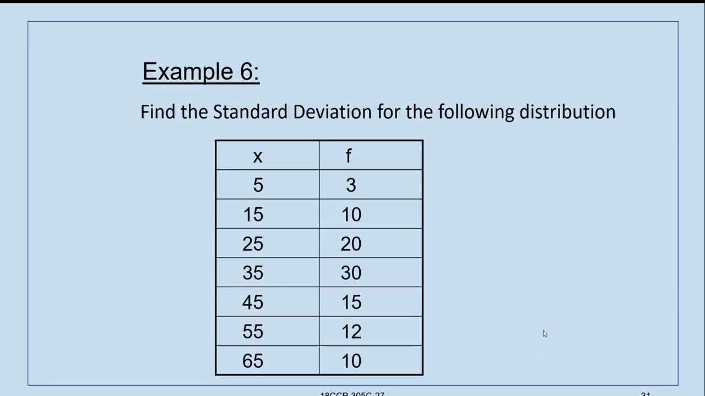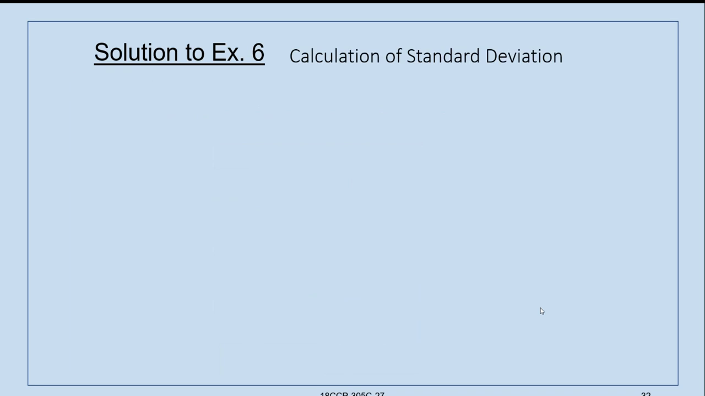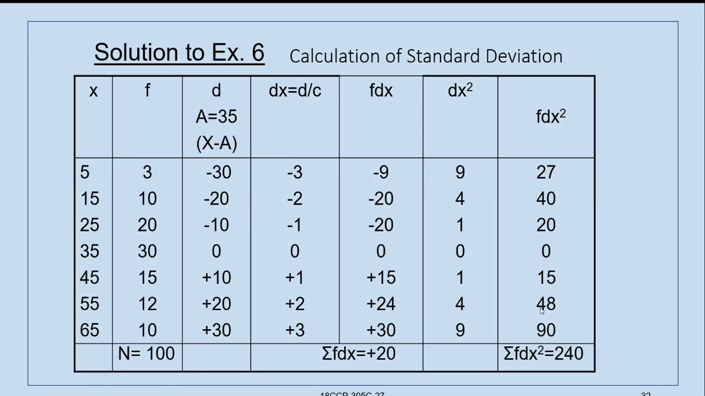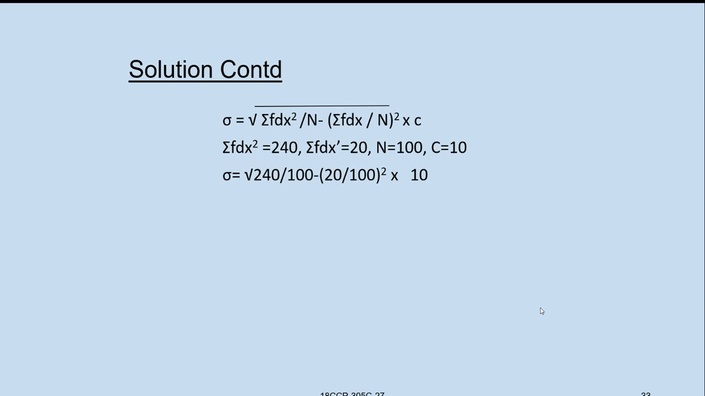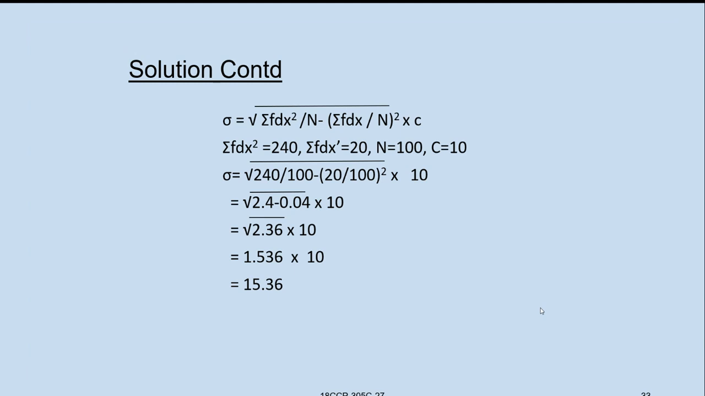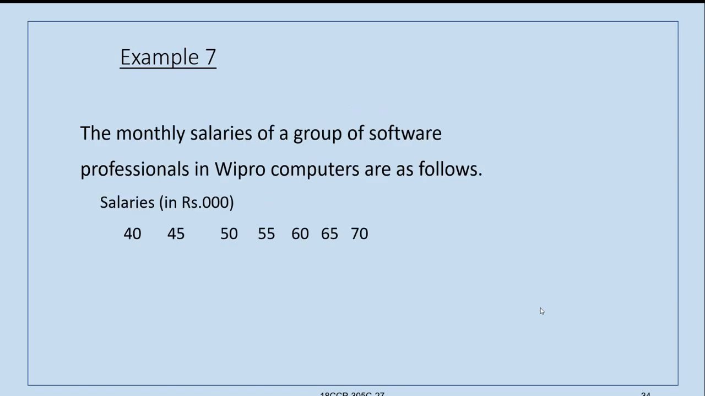Now, another example we'll take, that is 5, 15, 25, 35, 45, 55, 65, and frequencies are 3, 10, 20, 30, 15, 20, 12, 10, etc. Now the calculation table is like this. Now we have taken assumed mean as 35 and we have calculated this one. So the calculation of standard deviation is 15.36.